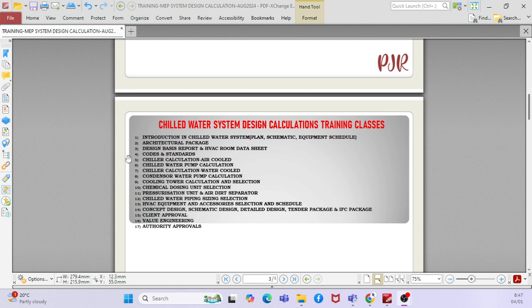Is there any VRF system calculation, or other HVAC systems? Yes, VRF system also we will explain, how to do the VRF system calculations. How to calculate the indoor unit and outdoor unit, right? Any pipe sizing of VRF?